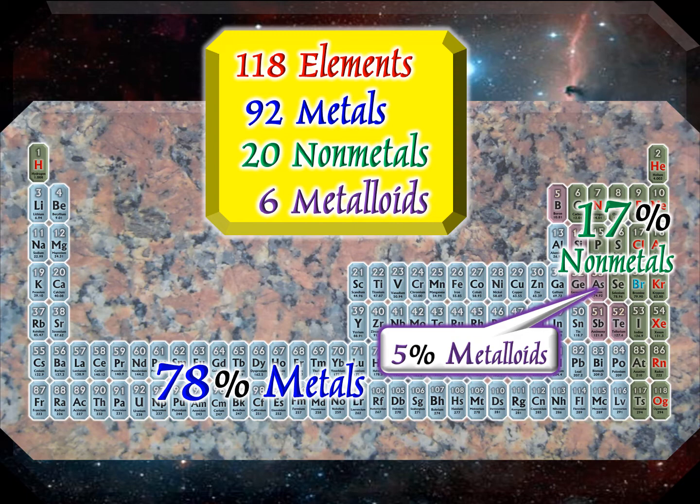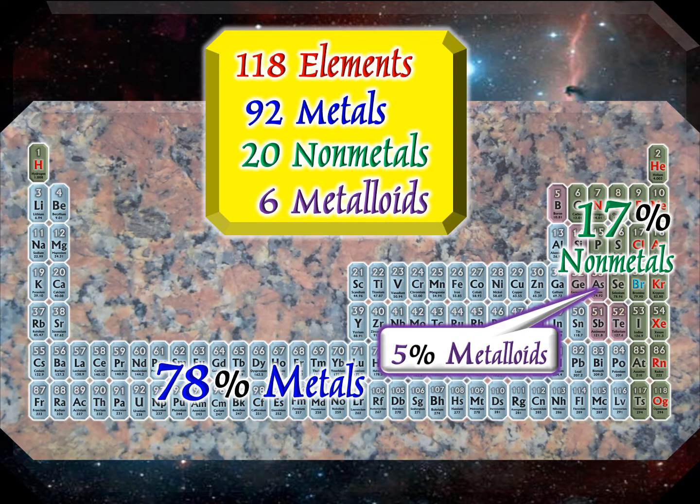Nonmetals, on the other hand, only seem to make up 17% of the elements on the periodic table. Now that's interesting. That's a very small percentage. You would not want to have that as your test score. Metalloids are even worse, 5% of the periodic table. And yet, the nonmetals dominate the universe.